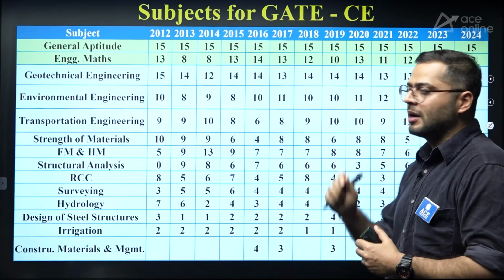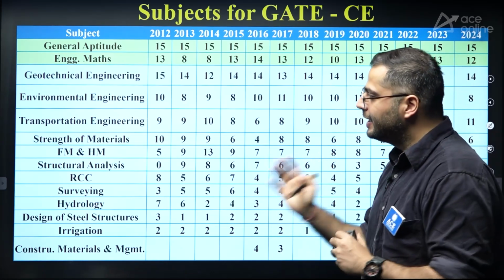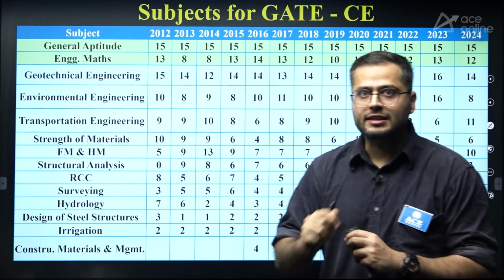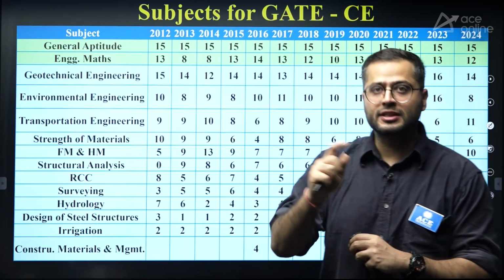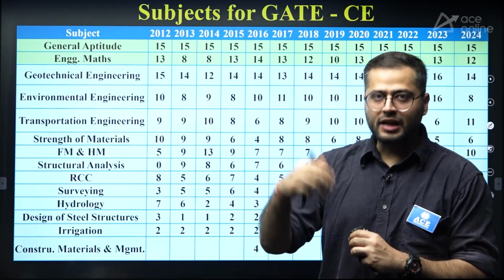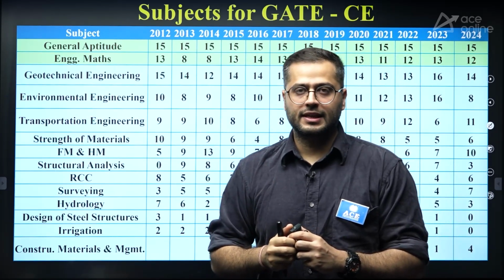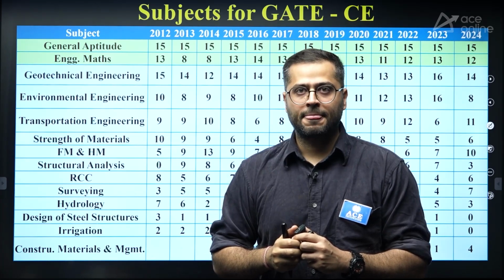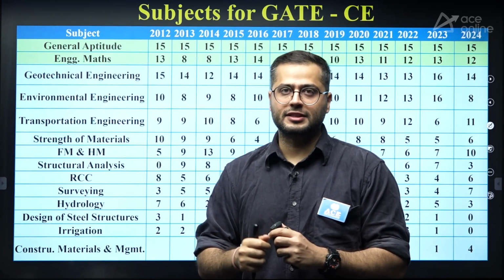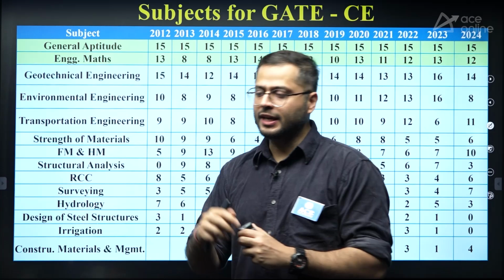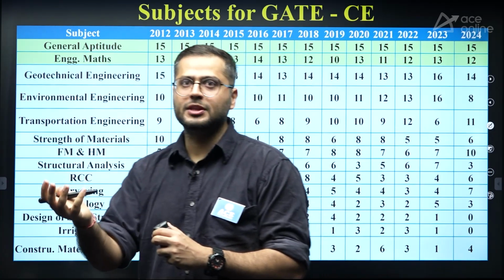So there can be a couple of subjects whose weightage in GATE exam is less, but in BARC examination it is more. And similarly for RRB JE, the weightage is more for a couple of topics. So we have to keep that in mind as well. And moreover, in RRB JE, a couple of more topics, non-technical subjects are also there.